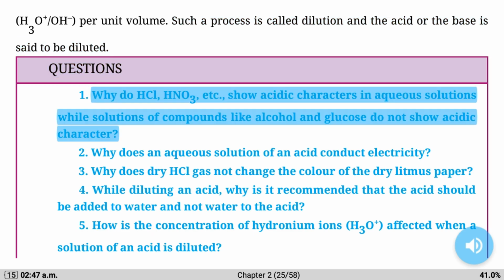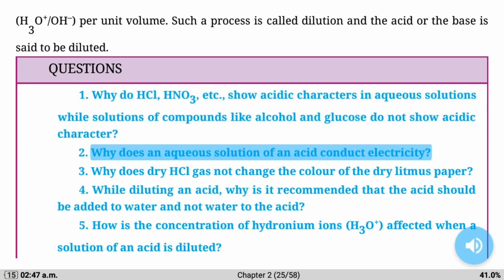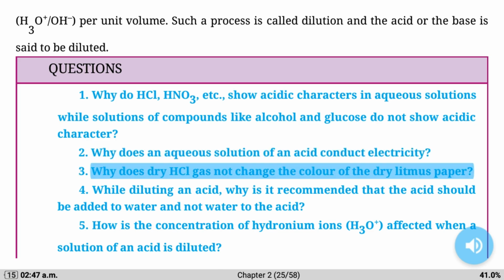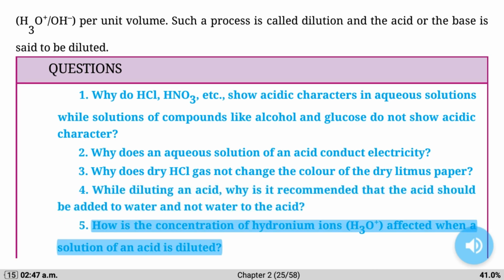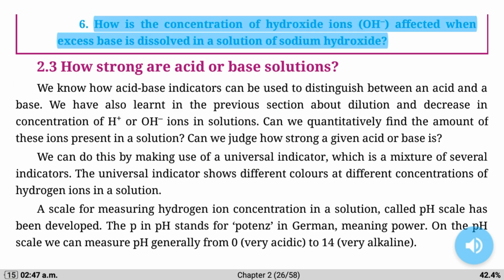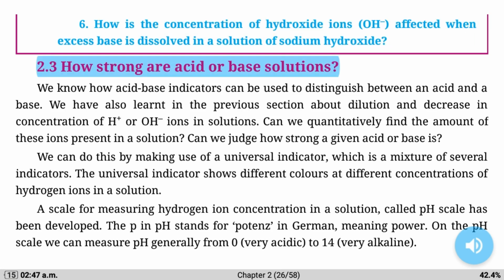Questions. 1. Why do HCl, HNO3, etc. show acidic characters in aqueous solutions, while solutions of compounds like alcohol and glucose do not show acidic character? 2. Why does an aqueous solution of an acid conduct electricity? 3. Why does dry HCl gas not change the color of the dry litmus paper? 4. While diluting an acid, why is it recommended that the acid should be added to water and not water to the acid? 5. How is the concentration of hydronium ions (H3O+) affected when a solution of an acid is diluted? 6. How is the concentration of hydroxide ions (OH−) affected when excess base is dissolved in a solution of sodium hydroxide? 2.3 How strong are acid or base solutions?